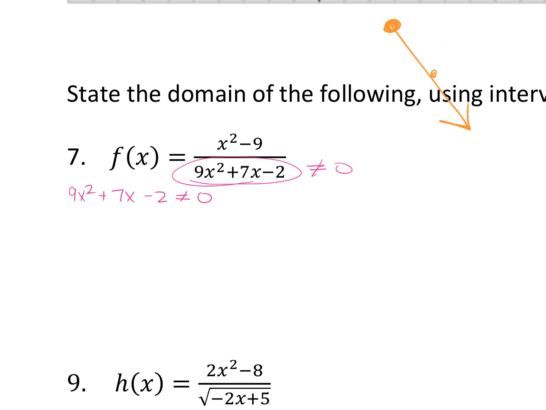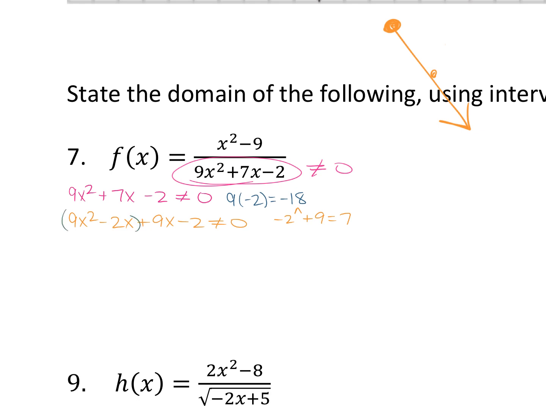Your a is not 1, so we're going to multiply 9 times -2. That's -18. You want the factors of -18 that add up to be 7. You have 1 and 18, 2 and 9. If your 2 is negative and your 9 is positive, that gives you 7. So if we rewrite this, we get 9x squared minus 2x plus 9x minus 2 is not equal to 0, and we can factor this by grouping.